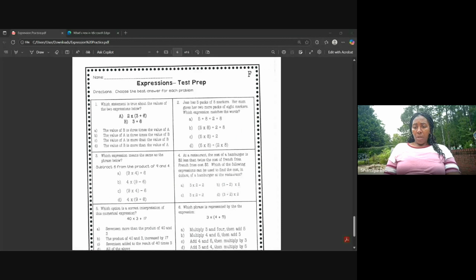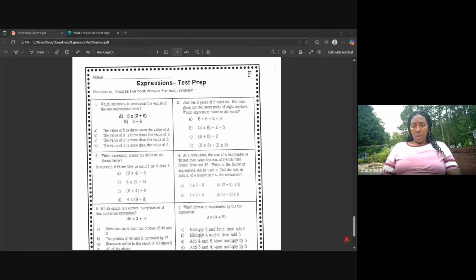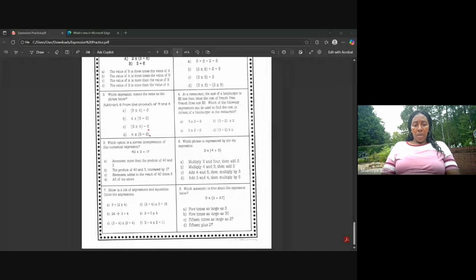Now I need to scroll down. I have 4 more. Wait a minute. Okay, I can't see them all. What happened? If I'm sharing my screen, I should be able to see what I have. Okay, there we go. Go back and make that bigger.